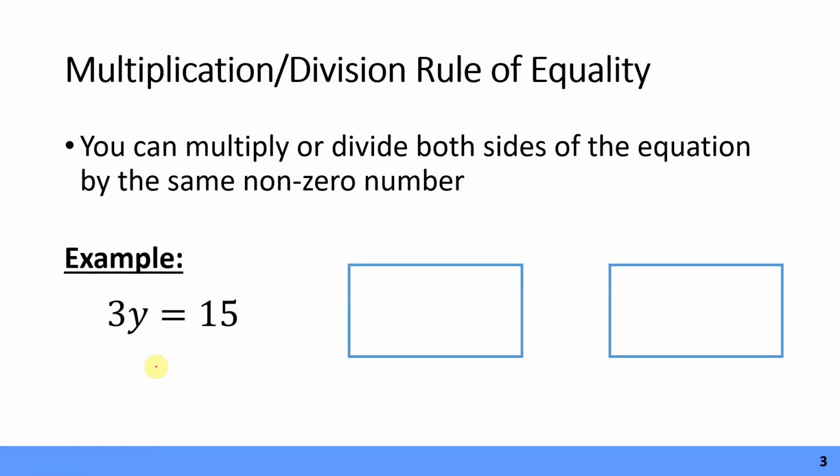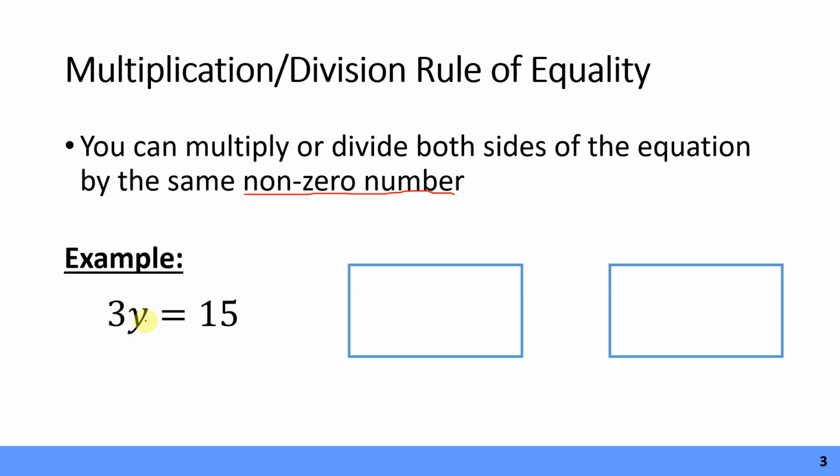The other rule that applies is the multiplication or division rule. So this one says the same thing as the last slide, but on this one, what it says is that you can multiply both sides of the equation or you can divide both sides of the equation by the same number, but it has to be a non-zero number. So just be very careful with this one. You can multiply or divide by any number you want besides 0.